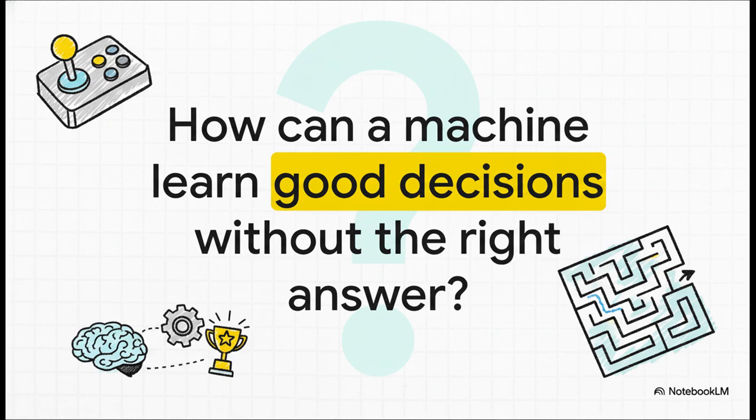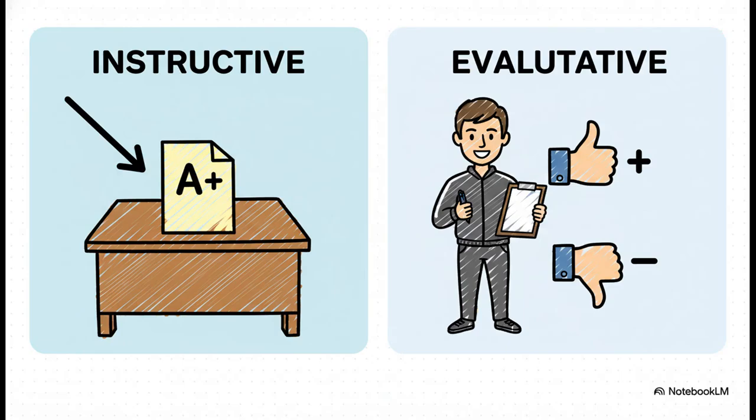I mean, think about it. In a super complex game, you can't possibly write a rule book for every single situation, right? There's just no way. So the big question is, how can a machine learn to make smart choices all by itself? Well, the secret sauce is all in the kind of feedback it gets.